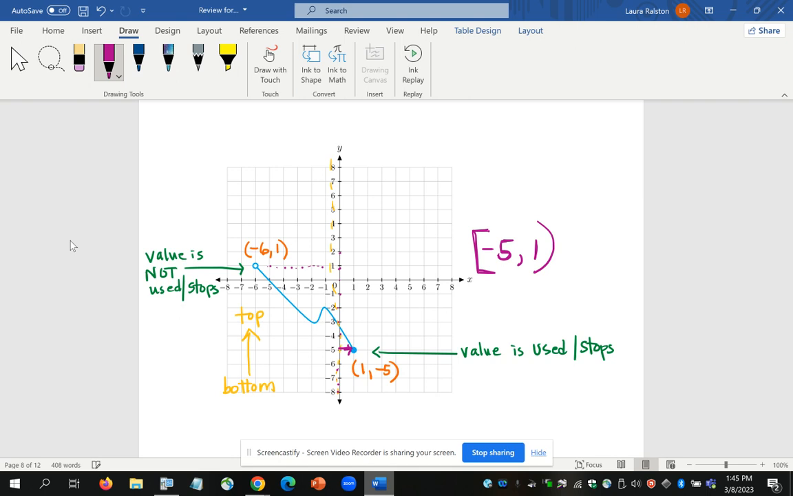Guys, the parentheses and the brackets are important. The bracket, the squared off piece, means the value is used or included. Parenthesis means the value is not used or not included. And it matters. So be extra, extra careful.